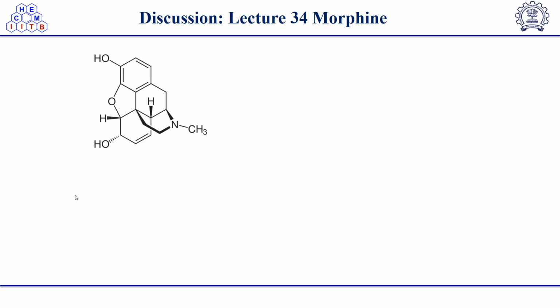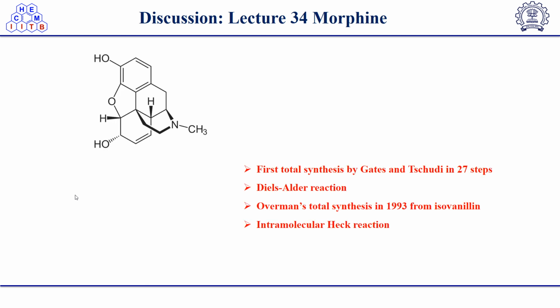Then the last natural product of discussion was morphine for lecture 34, where we saw the application of Diels-Alder reaction, Michael addition, and Woodward oxidation in the first total synthesis of morphine by Gates. So morphine is isolated in 1806 from opium produced by cut seed pods of poppy Papaver somniferum. And there are three six-membered rings and one dihydrofuran ring with five contiguous chiral centers.